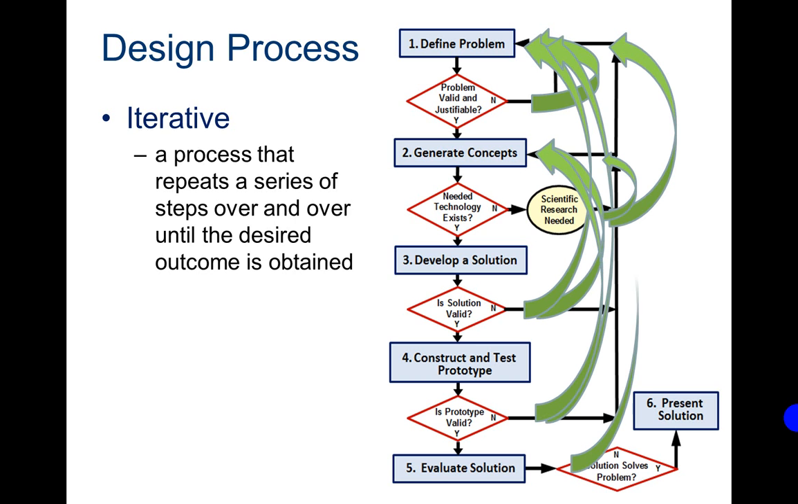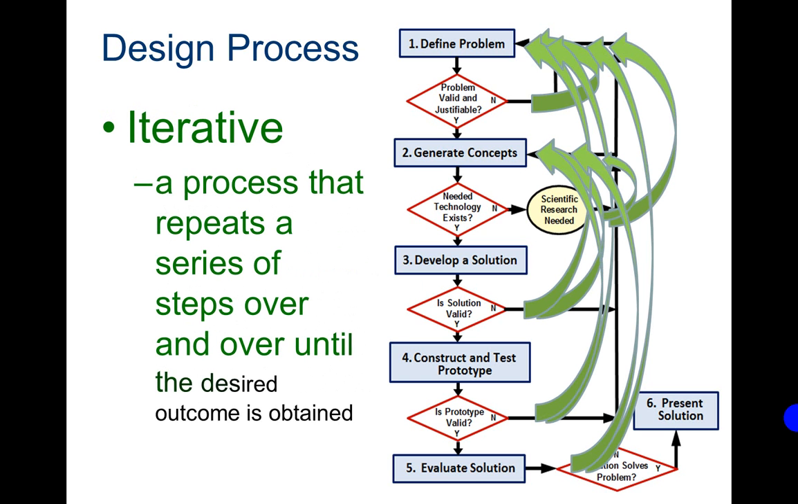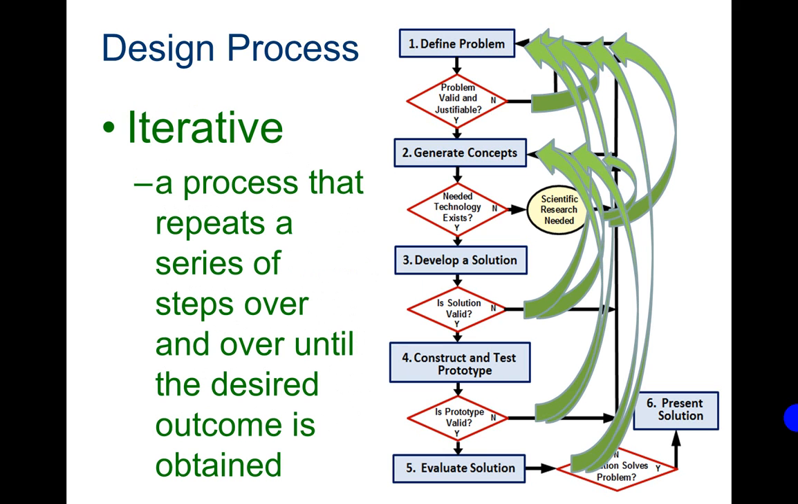Iterative is a process that repeats a series of steps over and over until the desired outcome is obtained. So when you're doing this in your engineering notebook, if you have to go back up and redesign or redo one of the steps, you will continue on in the engineering notebook, just going back and forth along the steps, as long as you're using the overall design process.